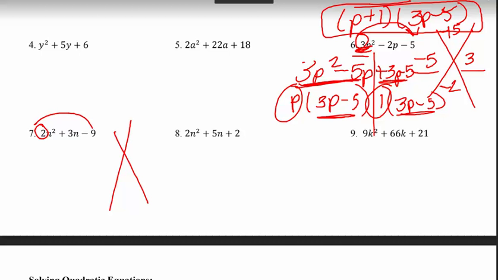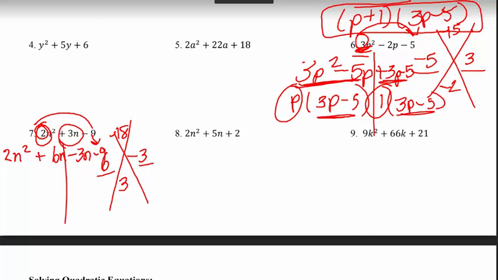So I'm going to slide. 2 times negative 9 is negative 18, and 3 on the bottom. Factors of negative 18 that make 3: 6 and negative 3. So now I'm going to write 2n squared, that's this, always gets written, and then I write these, plus 6n minus 3n, I'm expanding that out, and then I write my last term, minus 9. Now I'm going to split up and factor by grouping.